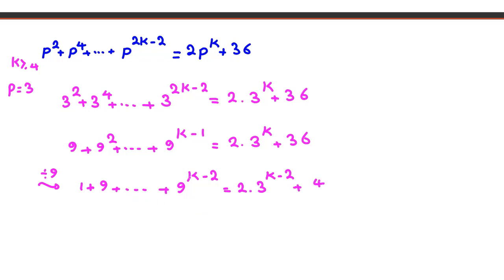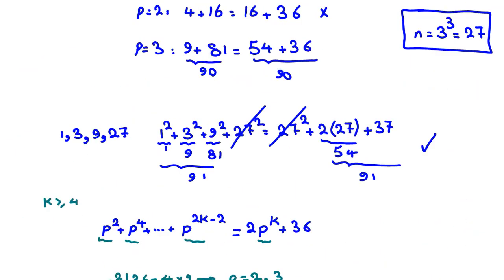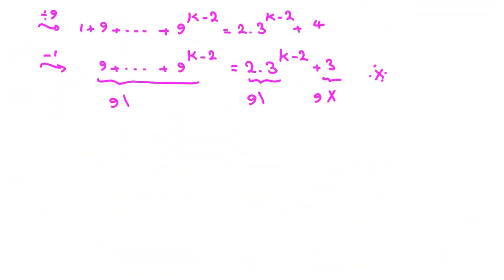Now here we can subtract 1, or we can use the identity, or we can solve this in other ways. If we subtract 1 from both sides, it will be 3. Now, all these numbers are multiples of 9. 9 divides this because k is at least 4. 9 divides this, but 9 doesn't divide 3. So that's a contradiction.